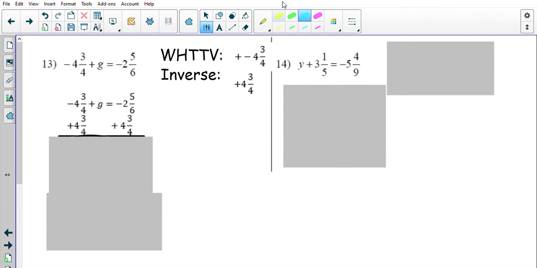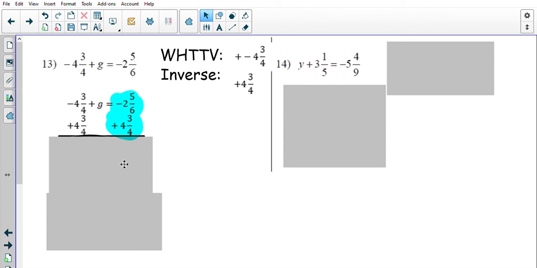What you will plug into your calculator. Remember, if you're still not able to plug this into your calculator, please let me know. Ask me. Show me your calculator. We can make sure you know how to plug it in. You're going to plug in negative 2 5/6 plus 4 3/4. Negative 2 5/6 plus 4 3/4.